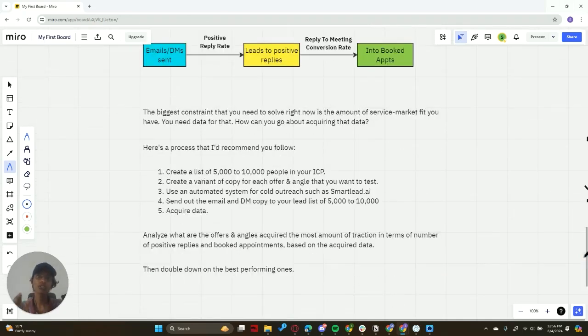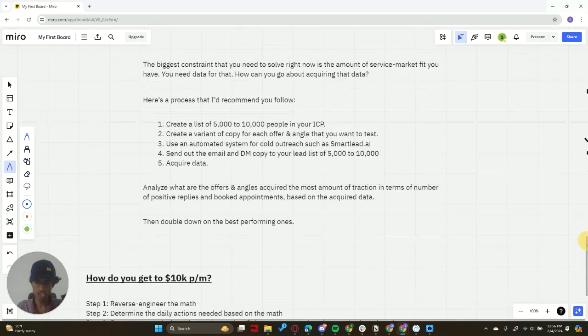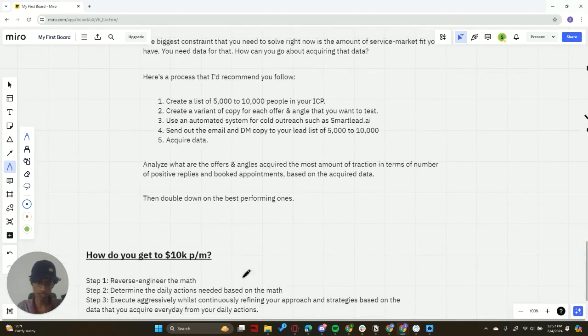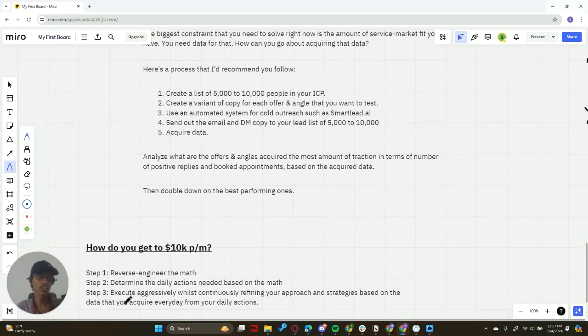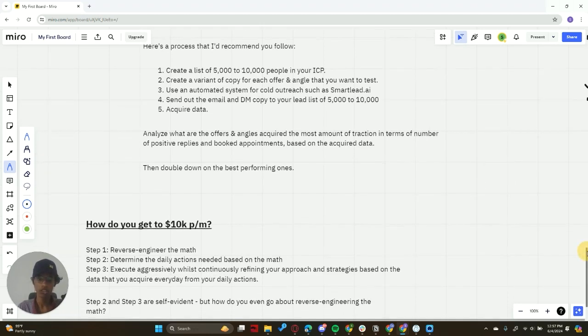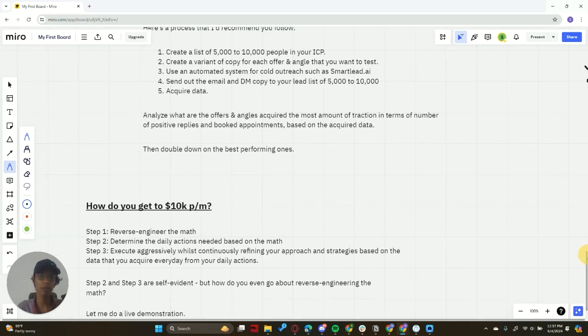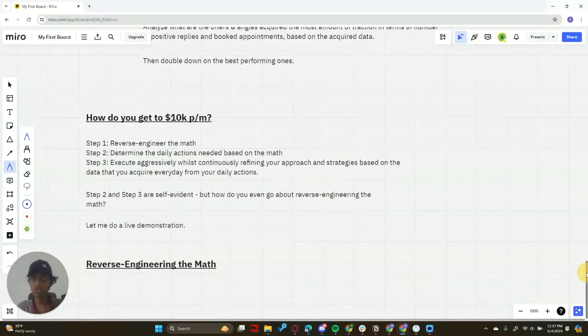Now, how do you get to 10K per month? Step 1 is you reverse engineer the map. Step 2 is determine the daily actions that are needed based on the map that you have broken down. Step 3 would be to execute aggressively whilst continuously refining your approach and strategies based on the data that you acquire every day from your daily actions. That's what you need to do. Step 2 and Step 3 are self-evident, but how do you even go about reverse engineering the map? Let me do a live demonstration right now, right?